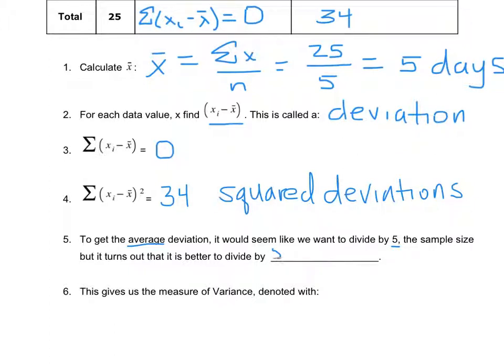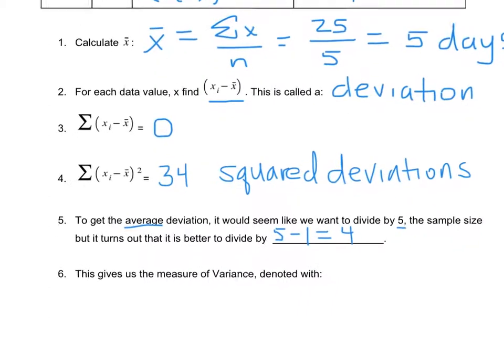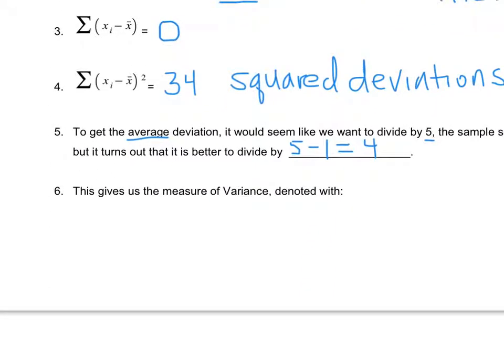So we want to divide by 1 less than the sample size, which in this case is 4. This is going to give us a better measure of that overall deviation. Okay, so if we do that division by 4, this gives us a measure of variance.